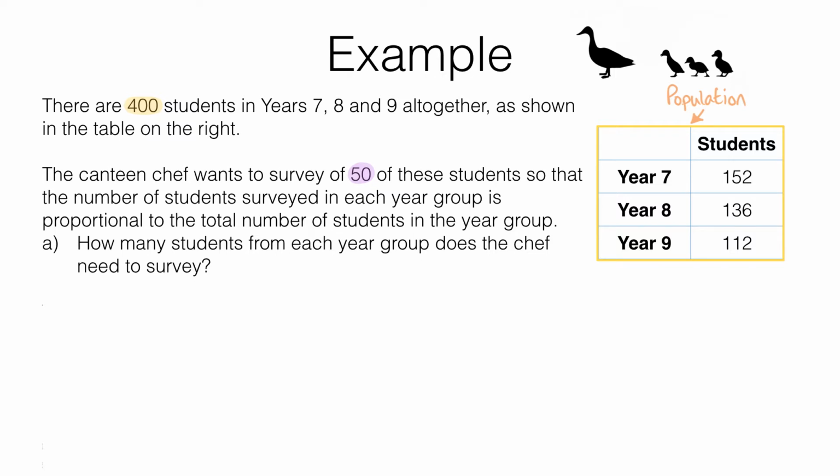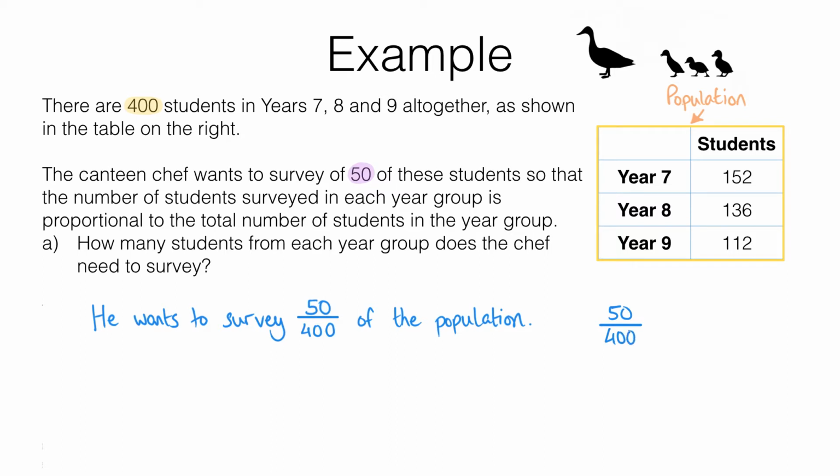What we need to do is spot what fraction of the whole population the chef wants to survey. He wants to survey 50 400ths of the population. Now, this is a fraction that simplifies. 50 400ths is simply 1/8. That means the chef wants to survey 1/8 of the entire population of students.